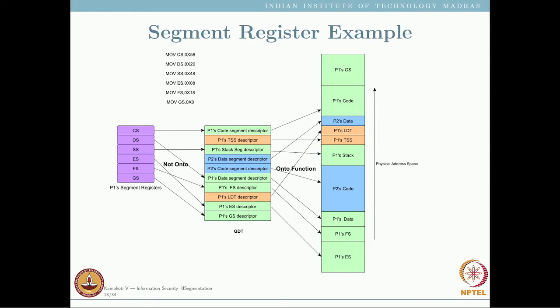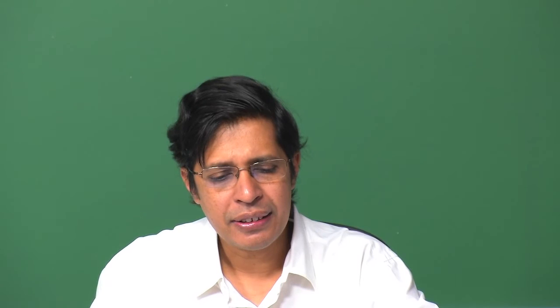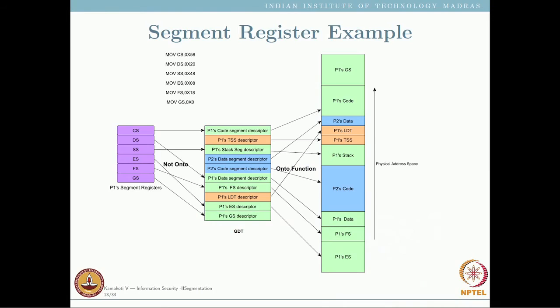Similarly, we go on, and CS should be 48. So this is how you load the segment register, and depending on the value that you load into the segment register, the corresponding segment in the GDT will be mapped.